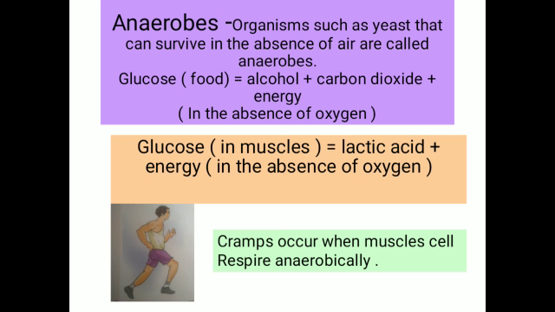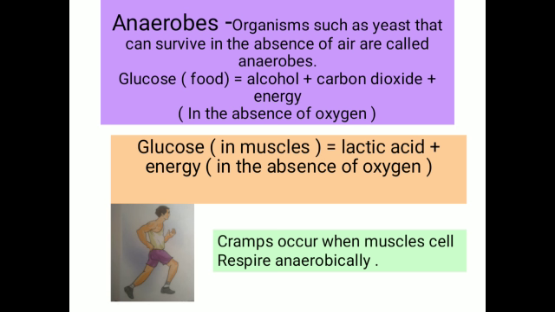Our muscle cells can also respire anaerobically, but only for a short time when there is temporary deficiency of oxygen. During heavy exercise, fast running, cycling, walking for many hours or heavy weight lifting, the demand of energy is high. We need more energy when we do exercise, but the supply of oxygen to produce the energy is limited. That is why anaerobic respiration takes place in the muscle cells to fulfill the demand of energy. The formula is given. Glucose in the muscles, in the absence of oxygen, produces lactic acid plus energy.